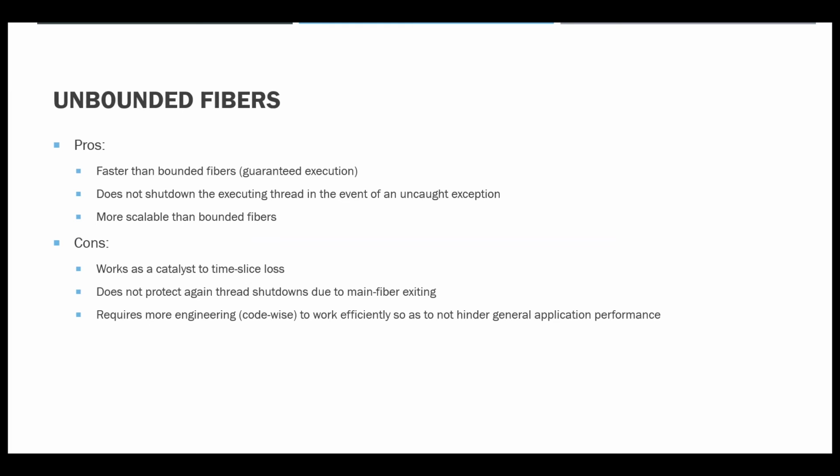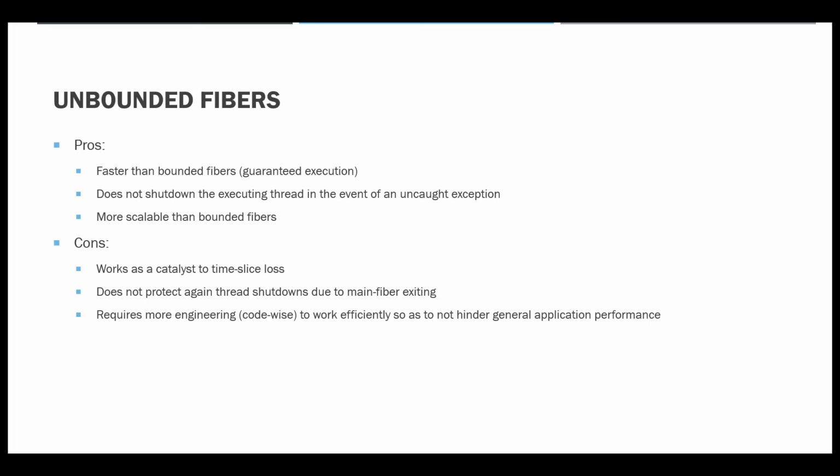But when it comes to unbounded fibers, it's a little bit interesting. So unbounded fibers are definitely faster than bounded fibers. They're basically fibers that are guaranteed to execute all the time. They also do not shut down the executing thread if there's an uncaught exception. So if a fiber is not bound to a specific thread and it crashes, then it just crashes on its own.